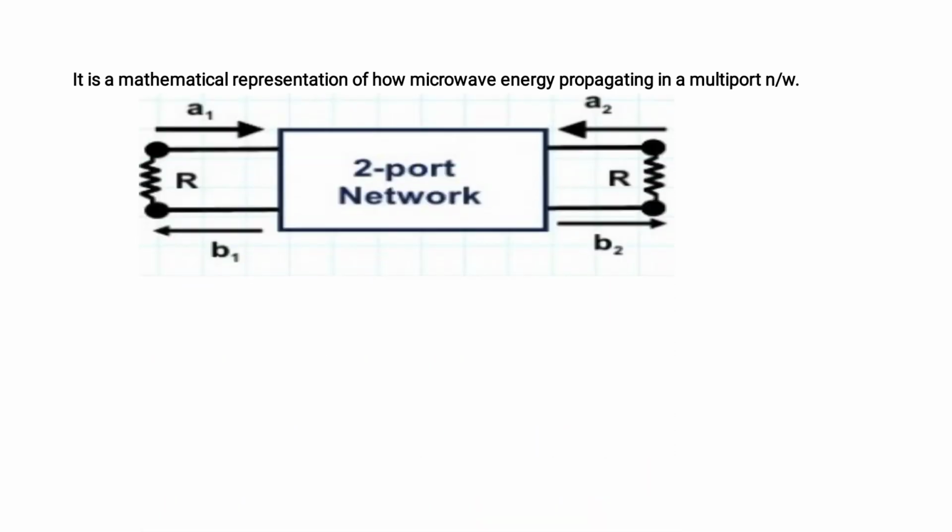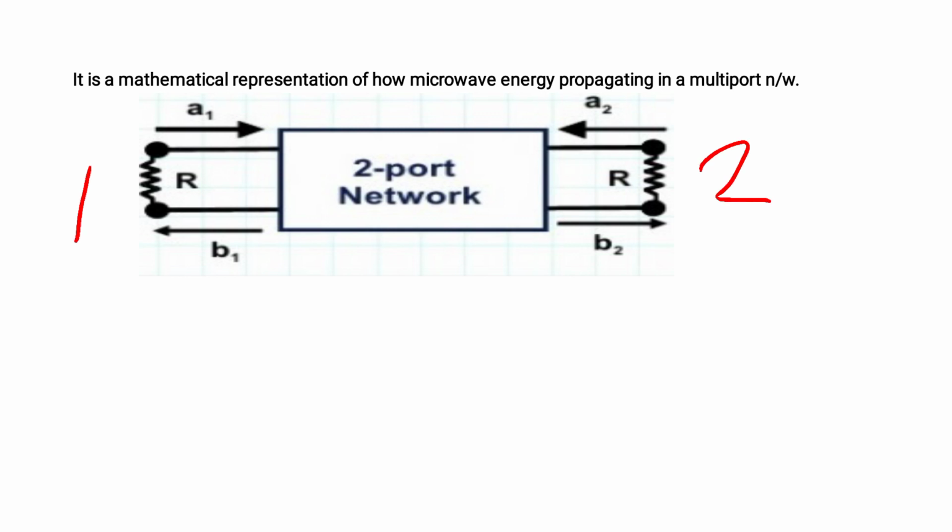Now let's see the mathematical representation. Let's say it is a two-port network, like a general waveguide. A general waveguide has two ports, and I'm going to find the power relationship between these two ports. Let's consider one as the input port and the other as the output port, the first port and the second port. Now the power incident at the first port is A1, and the power incident at the second port is A2.